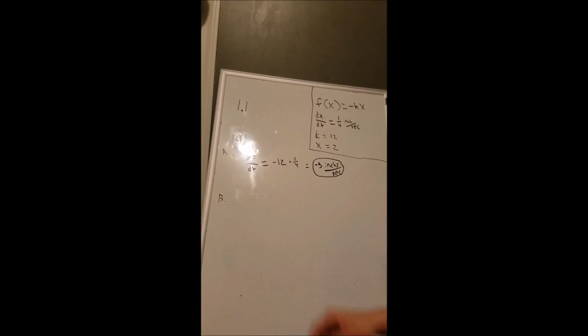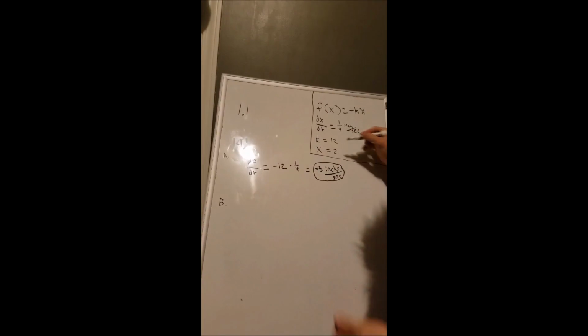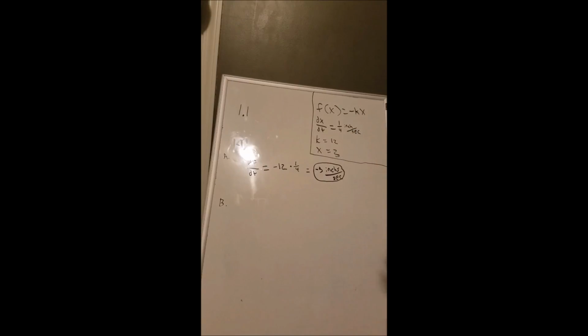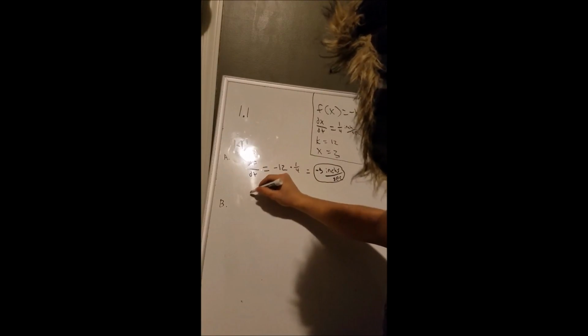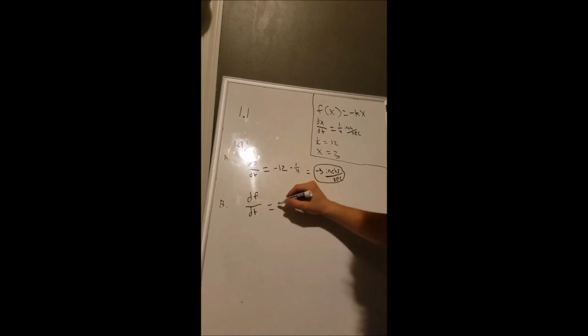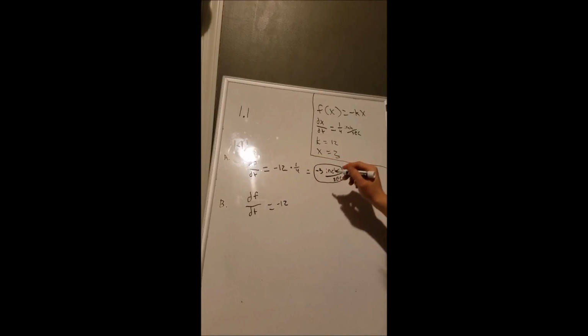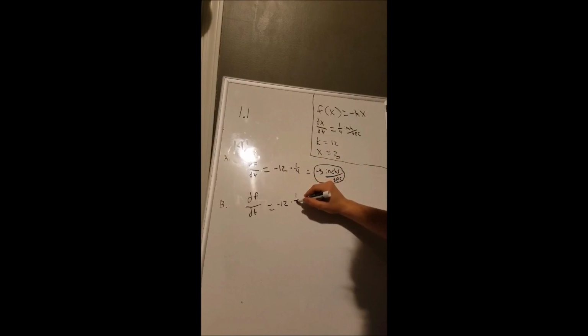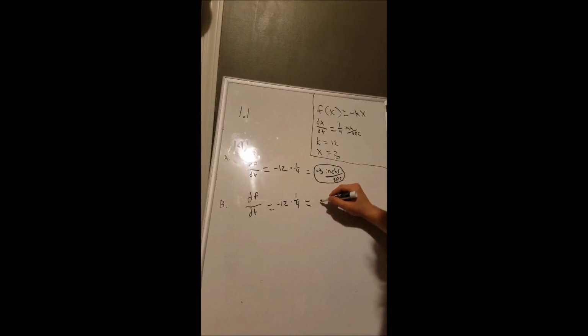Now for question B, we're asked to do the same equation, except our x value will no longer be 2. It is now equal to 3. So we do df over dt is equal to our constant k, negative 12, times dx dt, which is still 1/4 because it's a constant rate of change, which makes our df dt the same thing no matter what x is, because the dx dt is still 1/4 inch per second. So no matter what we put in, we'll always get negative 3 inches per second.